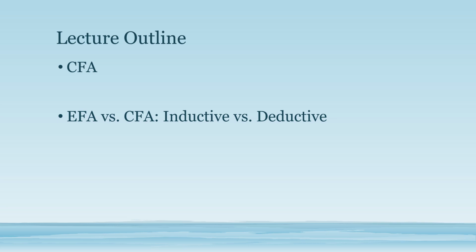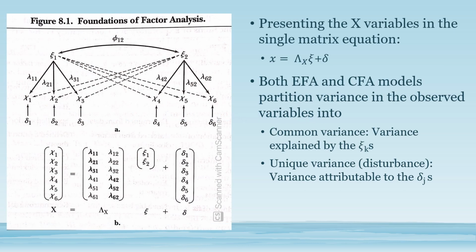EFA uses an inductive method to explore how many factors exist underlying a list of items. CFA uses a deductive method to confirm a pre-developed factor structure. As can be seen from these foundations of factor analysis, if we have 6 items from x1 to x6, the 6 items represent 2 factors, ξ1 and ξ2.